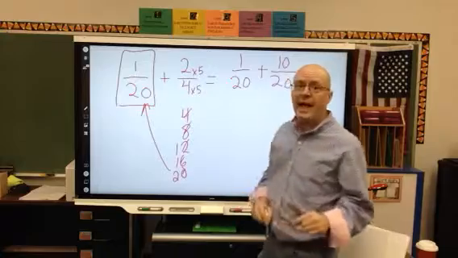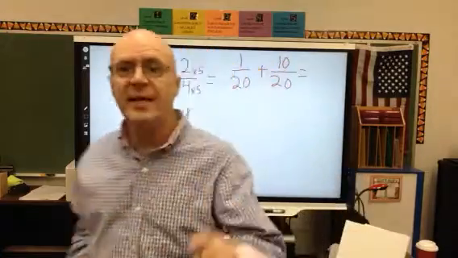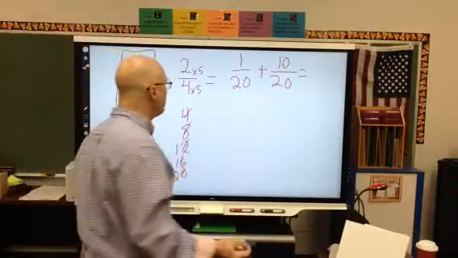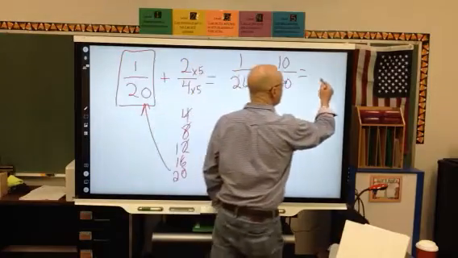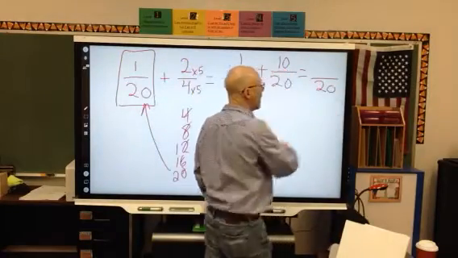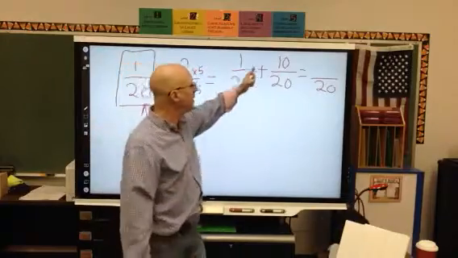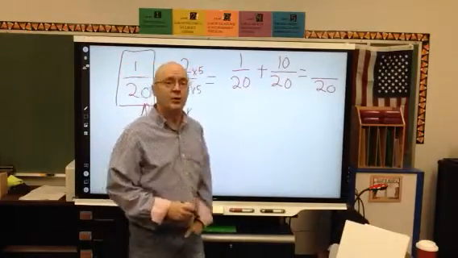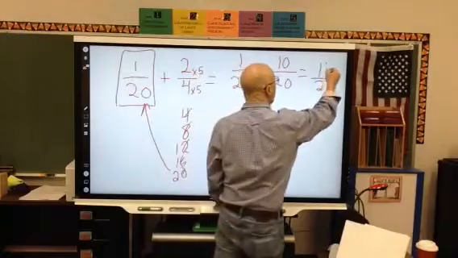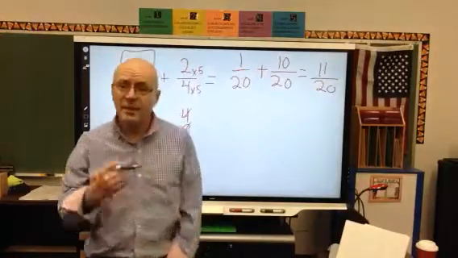Now, I can add these two fractions because the denominators are the same. So the denominator is going to stay the same, 20. When you add and subtract fractions, you don't change the denominator. And I just add the numerators together. 11/20. Okay?